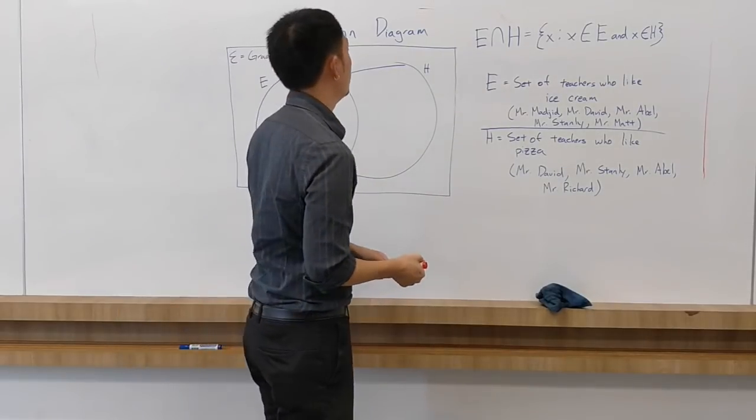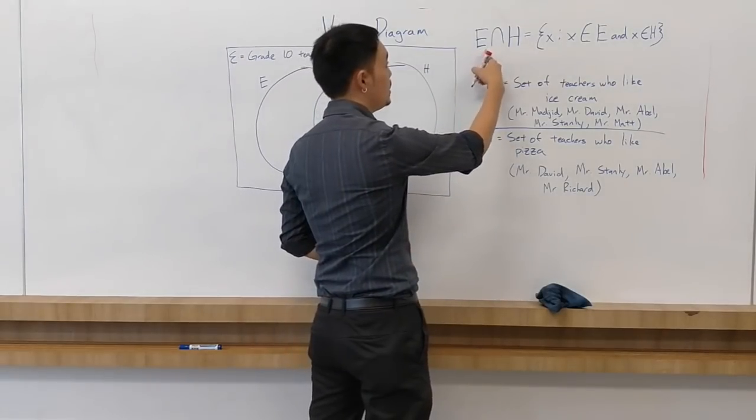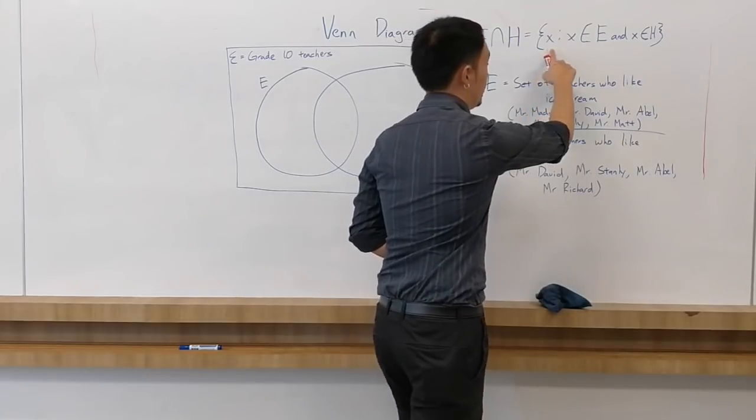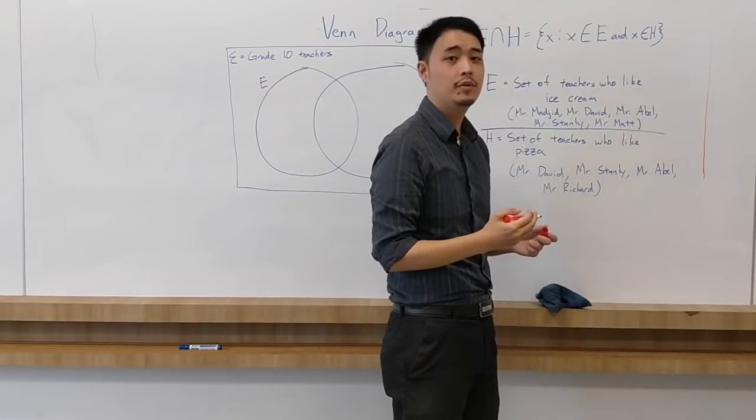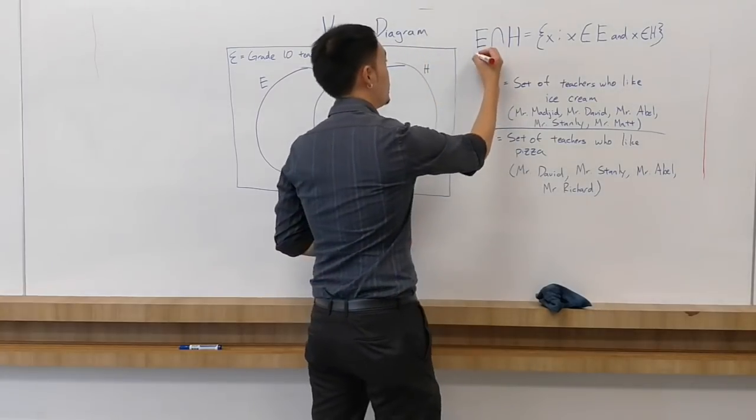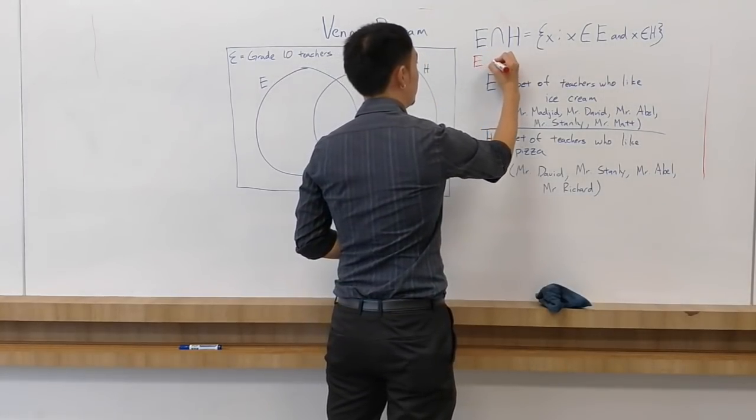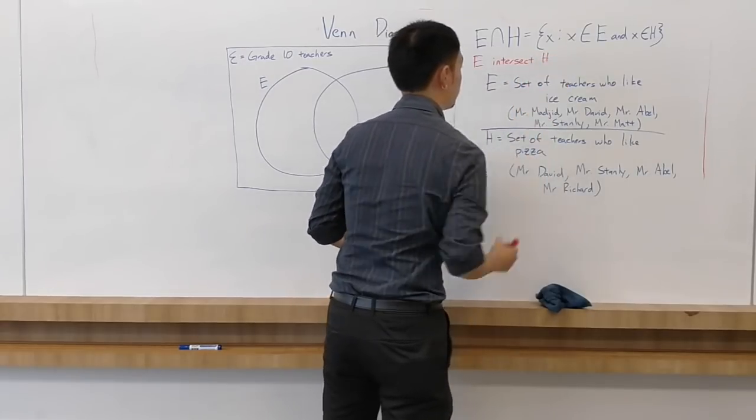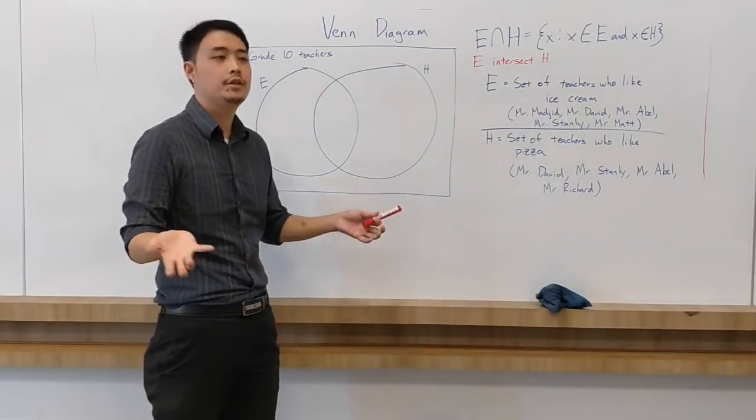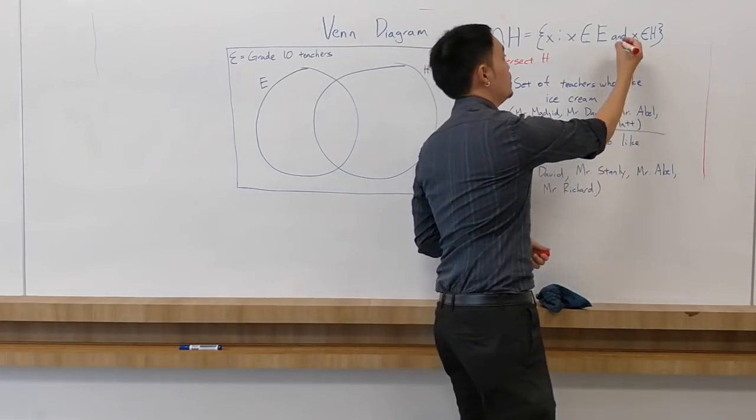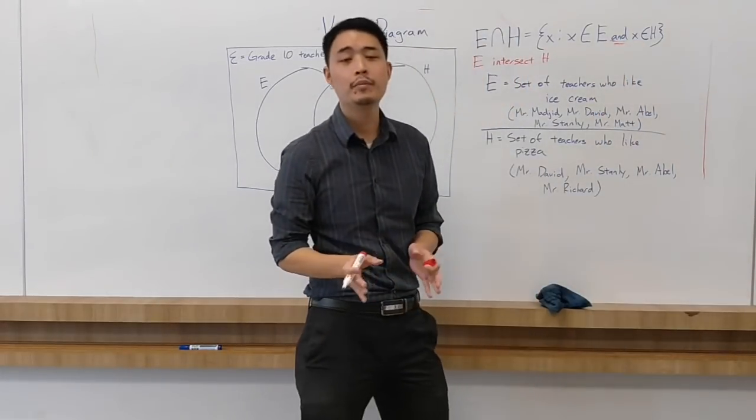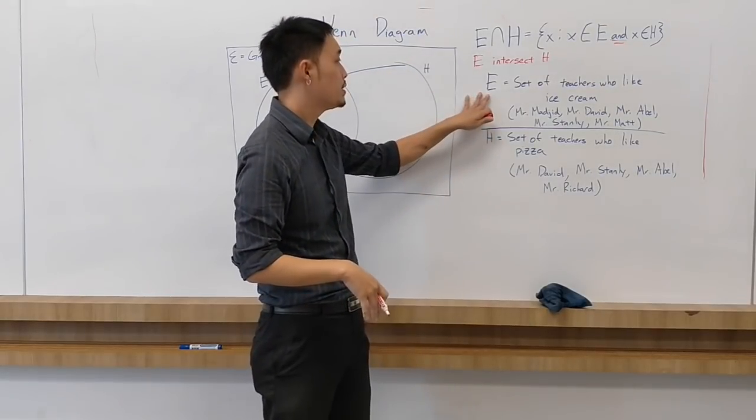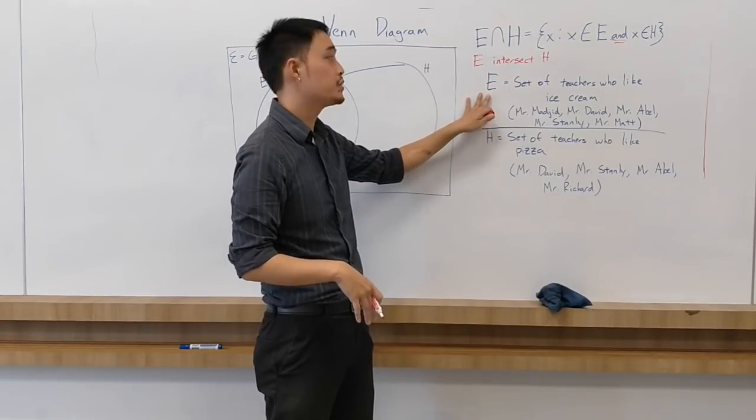The definition of intersection is E intersect H, where all of the X's, X is a member of E and X is a member of H. So we would basically say E intersect H. And basically it's just an "and", right? The key word here is "and". We're looking for members of both sets that intersect, right? That's what intersection means. In this case, if I give an example, E is the set of teachers who like ice cream.